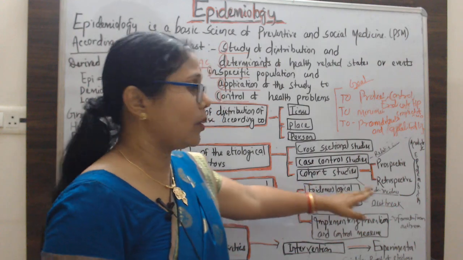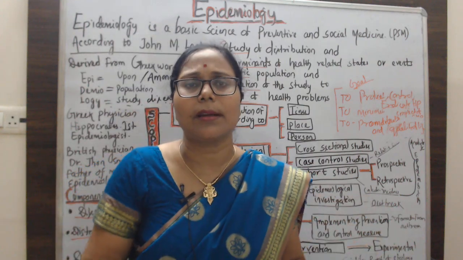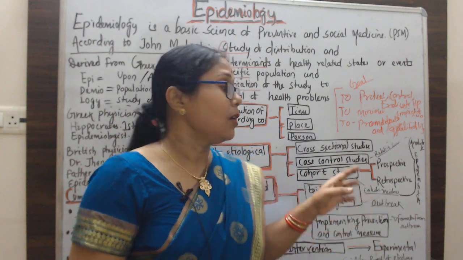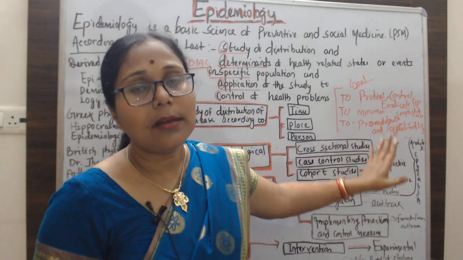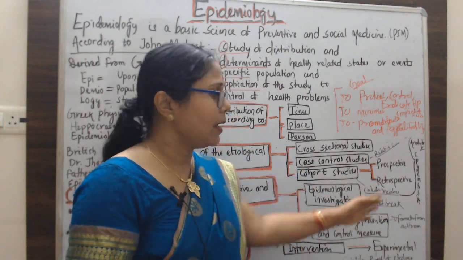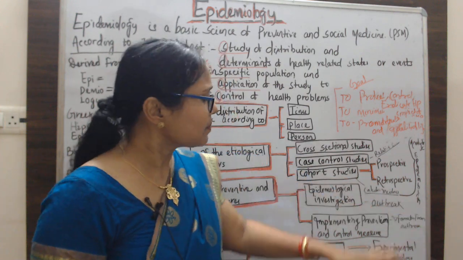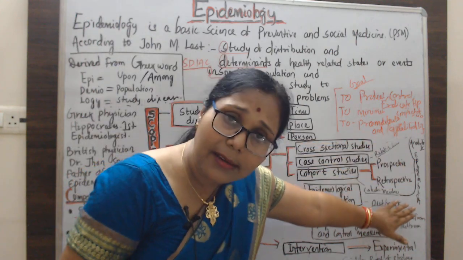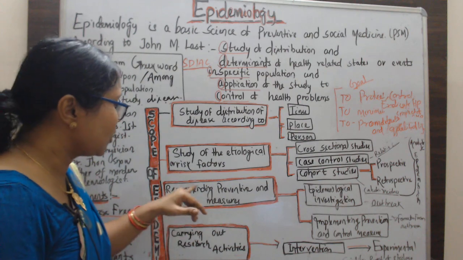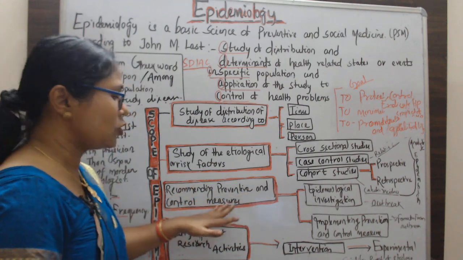And the third one is the cohort study. Cohort means collectively we get the data and see what the incidents are. That is called the cohort study. Again, the cohort study is of two types, the prospective and the retrospective. So this is called analytical epidemiology. Another scope we get is recommending the preventive and control measures.